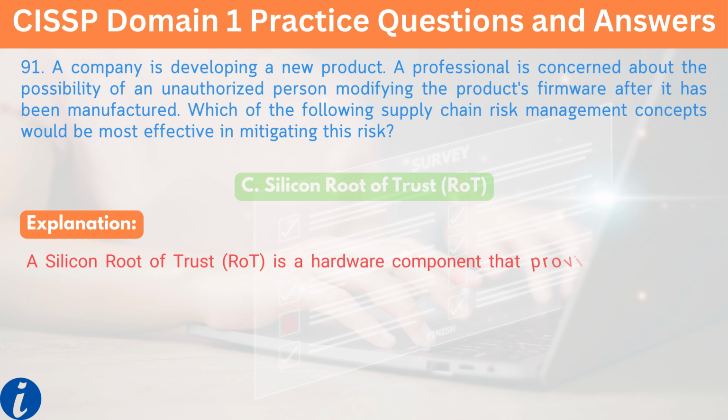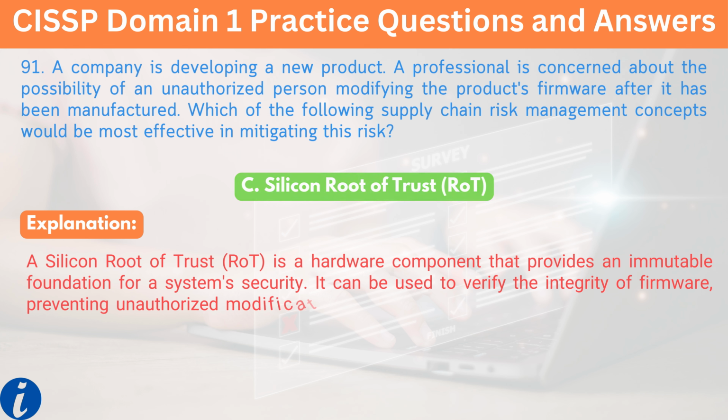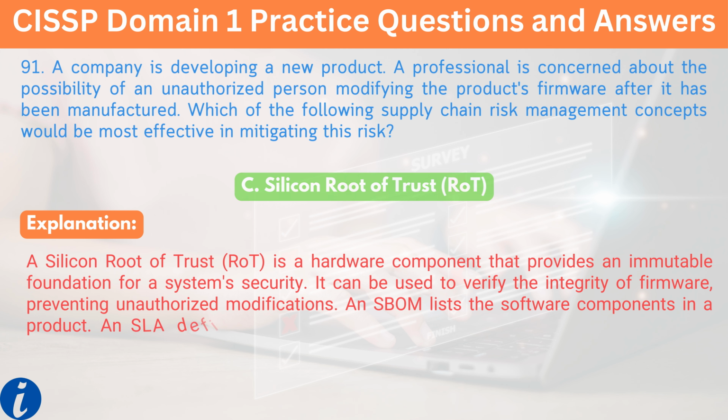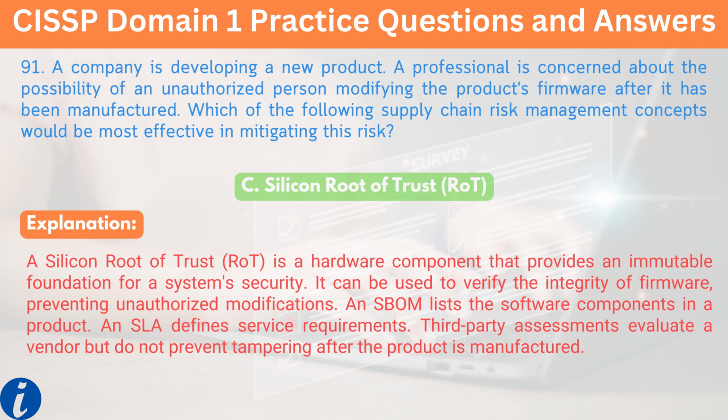Silicon Root of Trust, ROT. Explanation. A silicon root of trust, ROT, is a hardware component that provides an immutable foundation for a system's security. It can be used to verify the integrity of firmware, preventing unauthorized modifications. An SBOM lists the software components in a product. An SLA defines service requirements. Third-party assessments evaluate a vendor but do not prevent tampering after the product is manufactured.